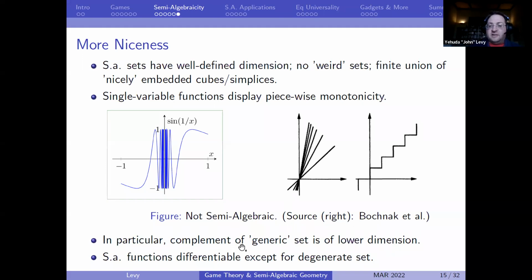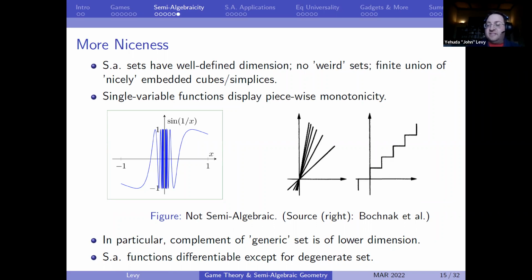It's useful that generic sets are of lower dimension. Once I have a notion of dimension, I can talk about a lower-dimensional set being generic. I don't have to resort to saying measure 0 or category 0 or other cumbersome analytic notions like that. I can just say generic means lower dimension; the complement of generic is lower dimension. And usefully, for example, semi-algebraic functions are differentiable except on degenerate sets. They're piecewise monotonic, all sorts of nice things like that.